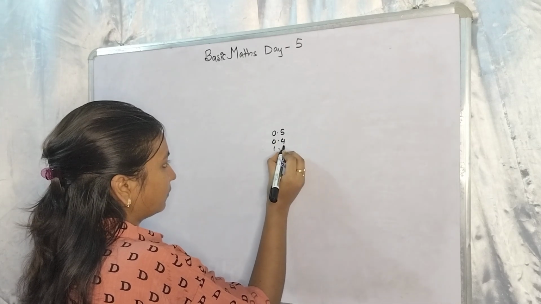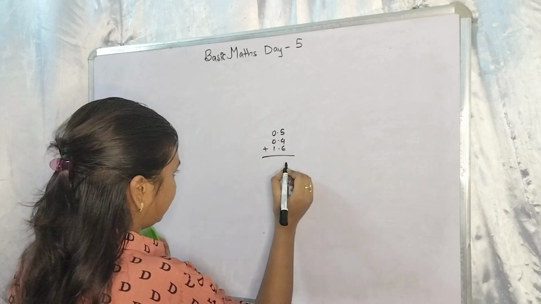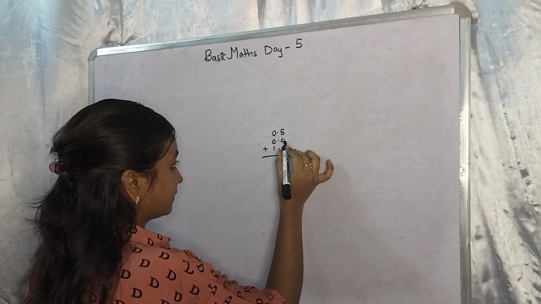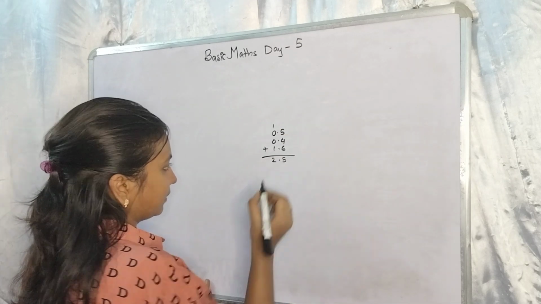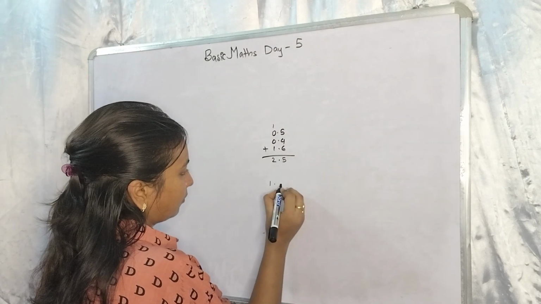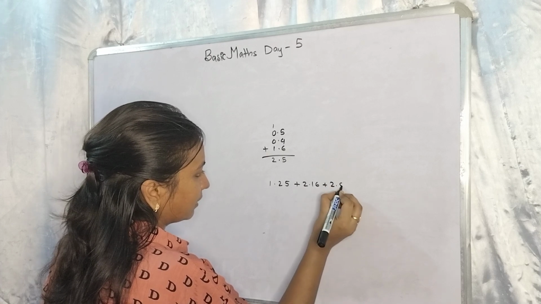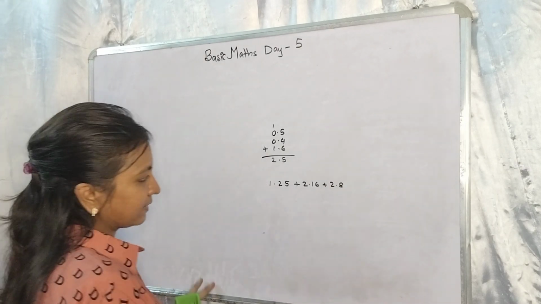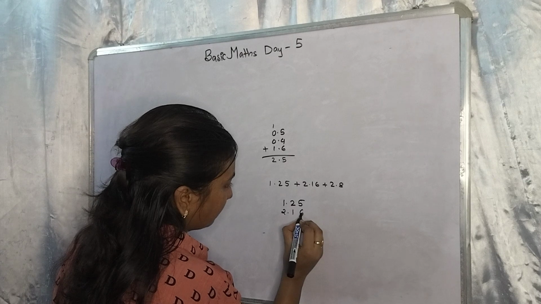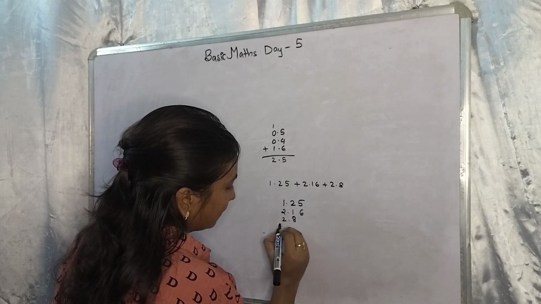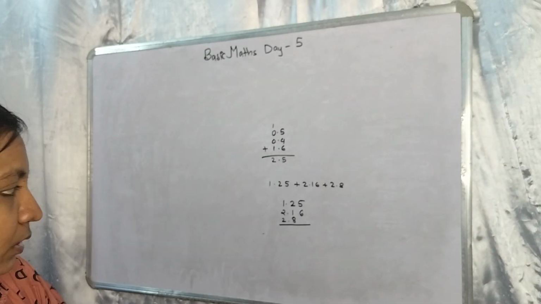If the numbers were 1.25 plus 2.16 plus 2.8, firstly we need to write all the numbers as per the point. See, this is very important in addition, that you keep all the numbers in a regular fashion and the points need to be in the same row. So now this is simple as in other addition. This is 11, carry 1, 8 plus 2 is 10, 10 plus 2 is 12, carry 1, 2 to 4 to 6, and this is the point. So this is how we add.